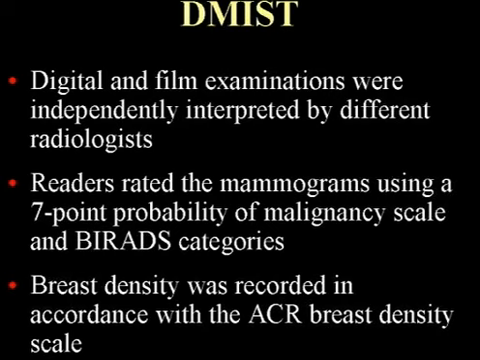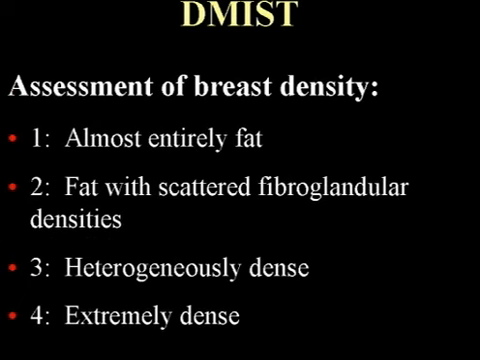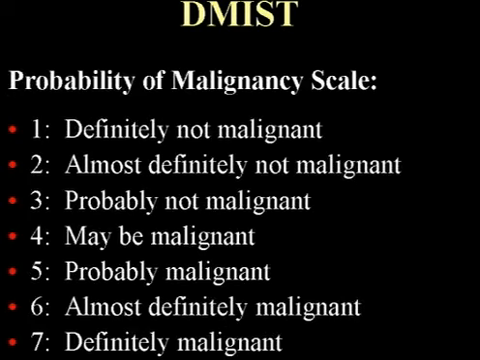The readers rated the mammograms in two different ways. They used the standard BI-RADS categorization that we're all familiar with, but they also used a 7-point probability scale that I'll go into in a little more detail. The breast density was recorded in accordance with ACR standards, and we're all familiar with the BI-RADS assessment of breast density, but what is this 7-point scale?